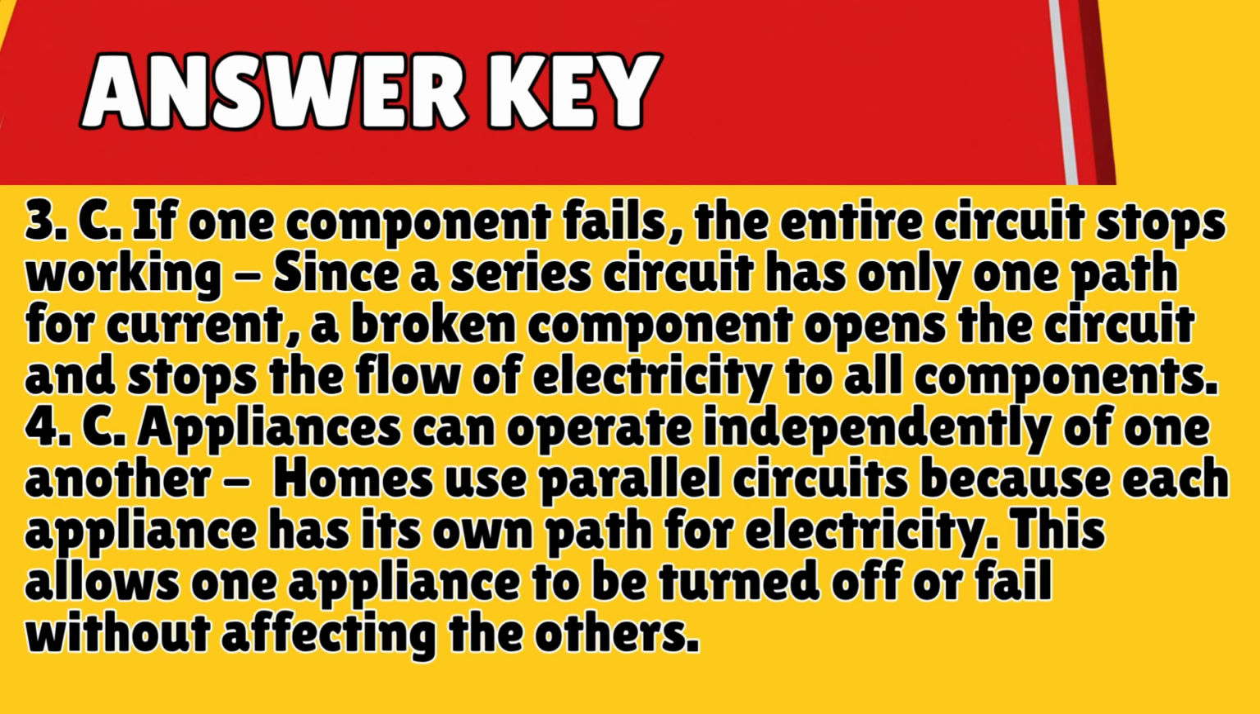Number 4, correct answer is letter C. Appliances can operate independently of one another. Homes use parallel circuits because each appliance has its own path for electricity. This allows one appliance to be turned off or fail without affecting the others.